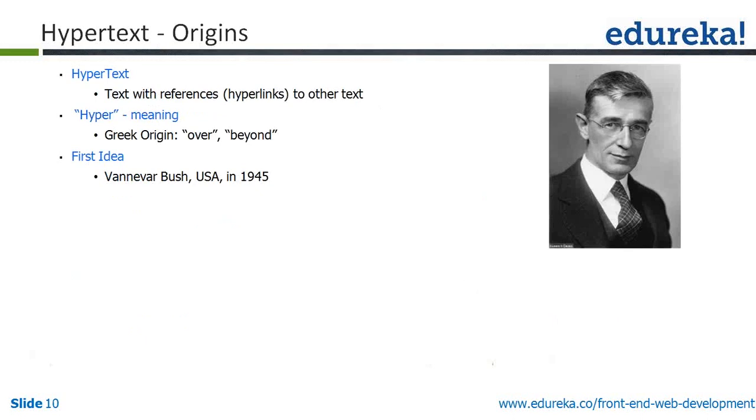Since we've been talking about HTML, which is Hypertext Markup Language, let's briefly look at what hypertext means. Basically, hypertext is text which has references, called hyperlinks, to other text. In Greek, hyper means over and beyond. So hypertext is over and beyond the normal text.